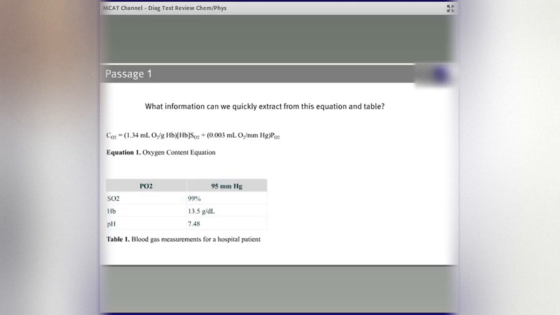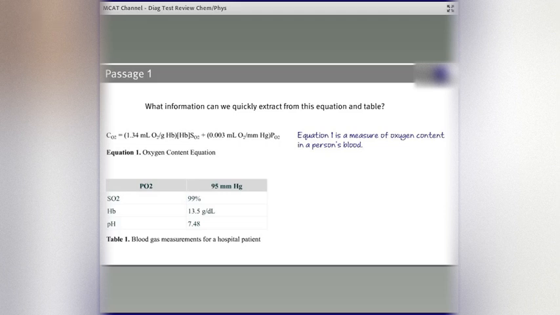But what you don't want to do is spend a lot of time on these calculations, on these equations, or on these tables right up front. So instead, we just want to say, okay, what is this table? It's a bunch of blood gas measurements for one patient. We're given a whole bunch of values that match things that were talked about in the passage that we may or may not need to use at some point.